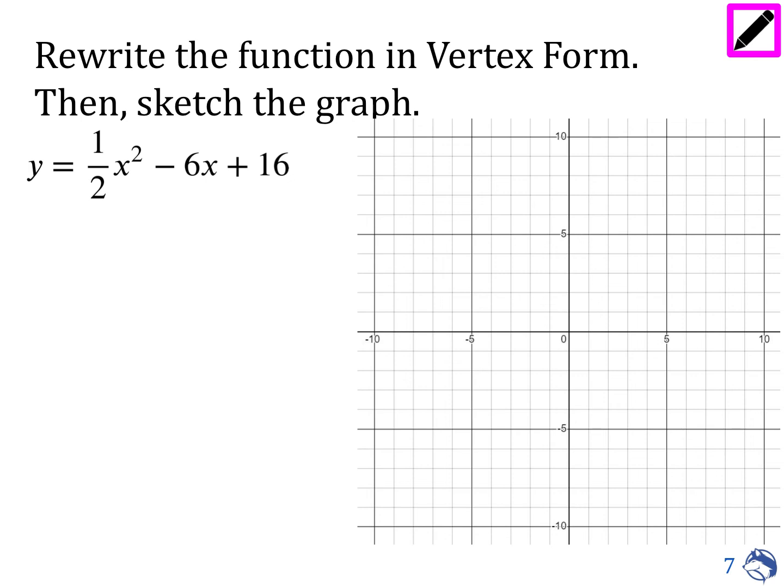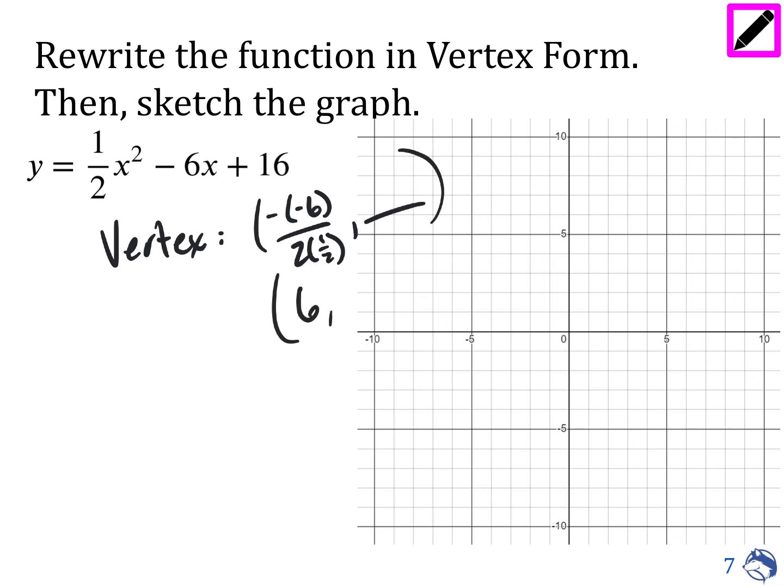So let's see. The vertex is negative 6 over 2 times 1/2. Okay, 2 times 1/2 is 1. Wow. Okay, negative 6 divided by 1 is positive 6. So I get 6 and then whatever f of 6 is. So I'm going to put 6 in here and here.